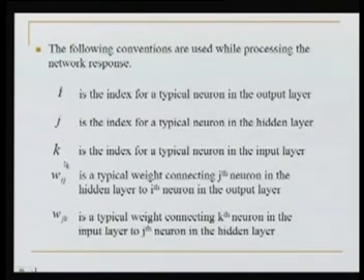So, this is what we have said here: I, J, K, 3 different indexes for 3 different layers, input, hidden and output. And this is the typical weight representation between hidden layer and output layer, and this is a typical weight representation for the weights between input layer and hidden layer. Now, the derivation of the back propagation algorithm.